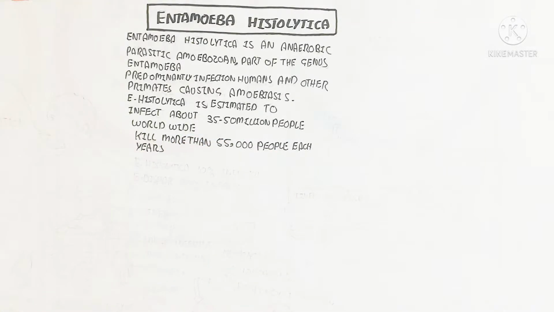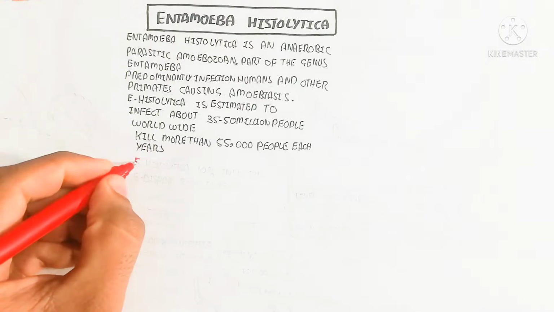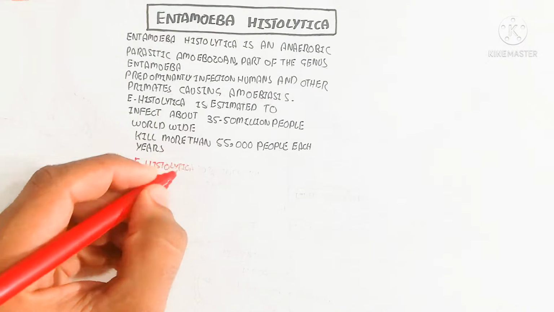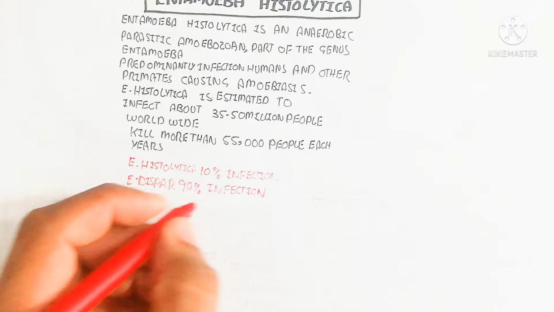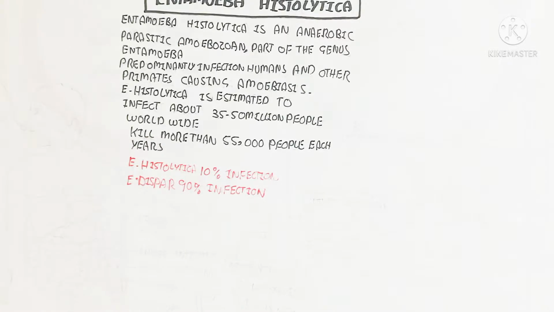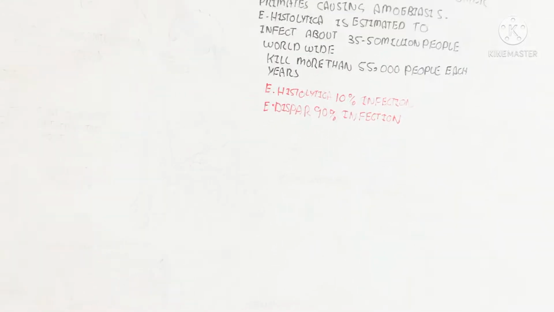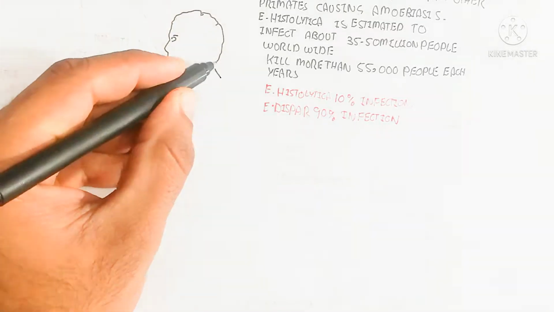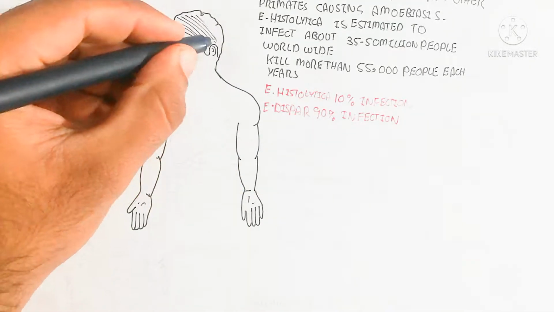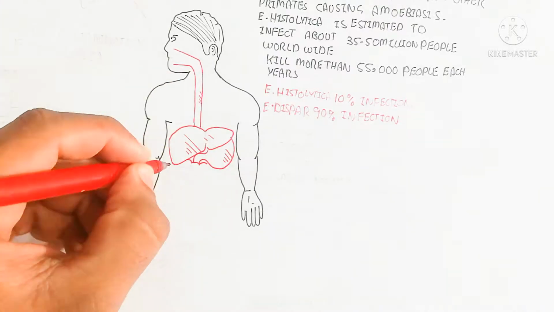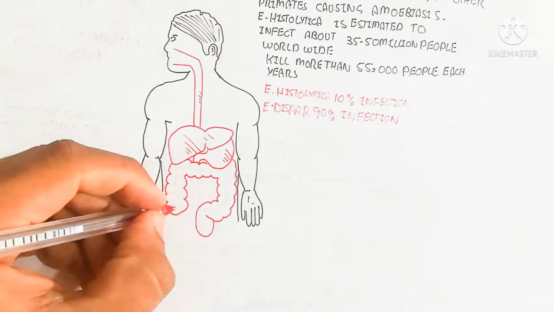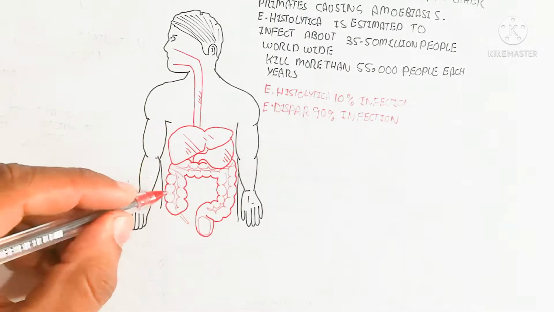So let's begin to understand another mechanism and other things we need to know about Entamoeba histolytica. Entamoeba histolytica accounts for 10% of infections, while Entamoeba dispar accounts for 90%. But here we will just understand the life cycle. Both Entamoeba species have a similar life cycle.